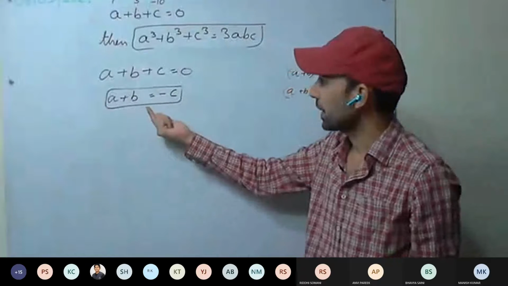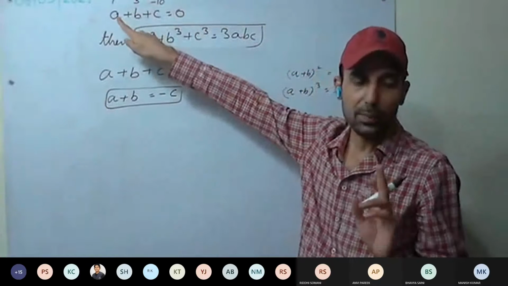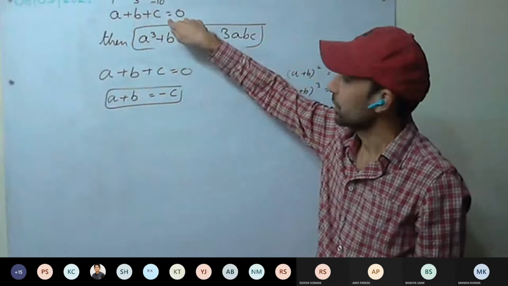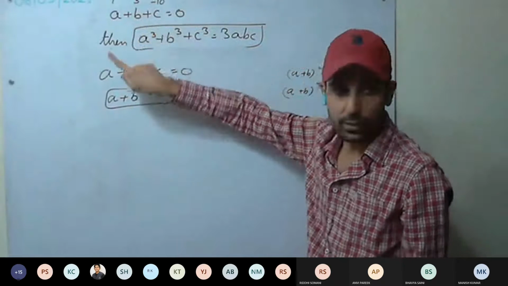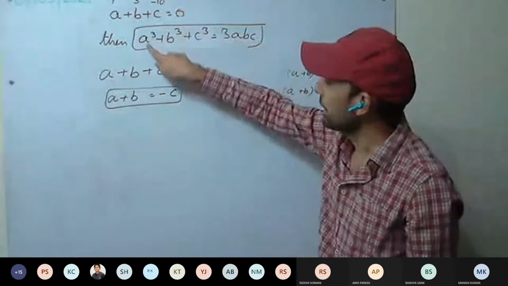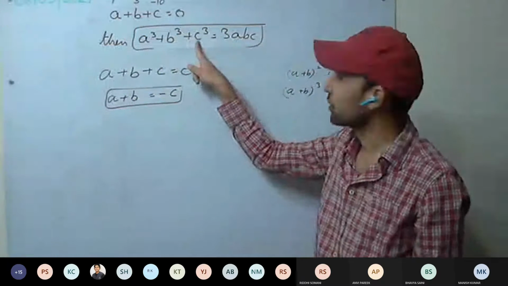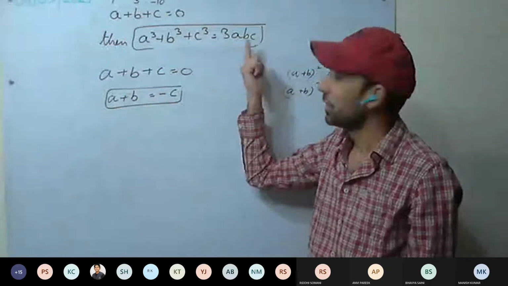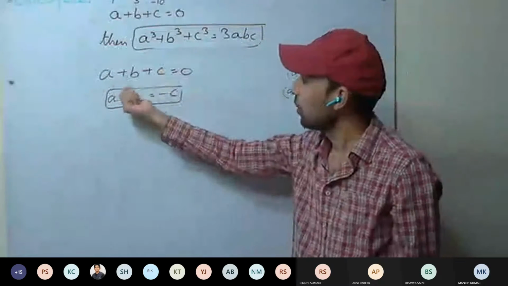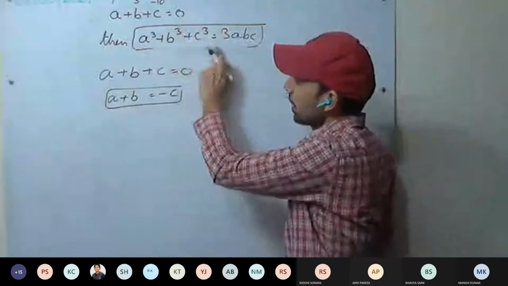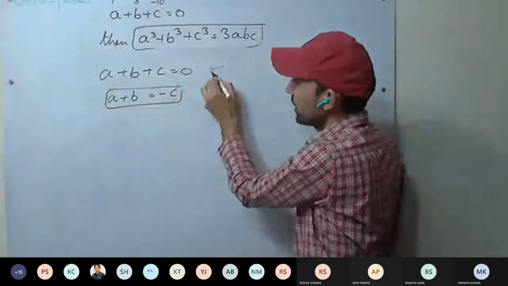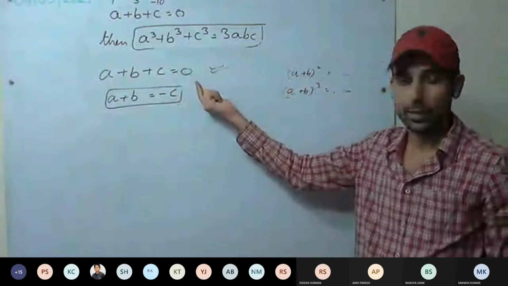Okay, so I'm repeating for a minute. If A plus B plus C equal to 0, three variables, for some values of three variables, if this condition holds true, then A cube plus B cube plus C cube, its value will be 3ABC. This is clear? Now we are going to prove this one. How are we going to prove this one? A plus B plus C equal to 0. This condition is given to us.